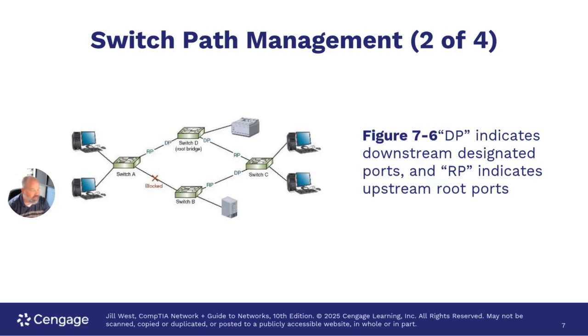Notice how one link is blocked between switch A and switch B. That's STP saying, not today, loop. No dice. It's kind of like having a traffic coordinator making sure data doesn't get stuck going in circles forever.